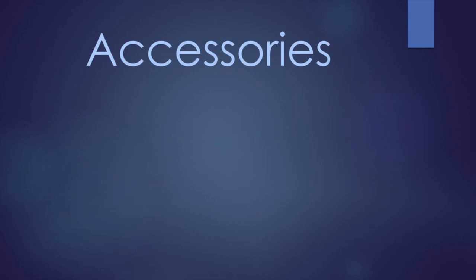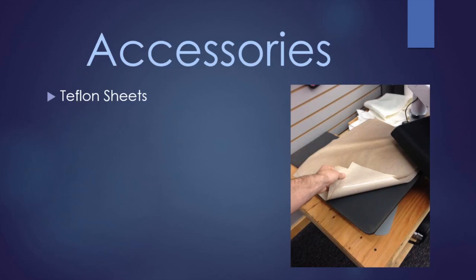The first thing I want to talk about is Teflon sheets. Before we get into it, I just want to say that most of these items we sell, some of them we don't, and I'll make sure to point that out so that there's no confusion. As you can see in the picture, there are these thin brown sheets of Teflon, and basically all they do is protect the bottom and the top of your press.